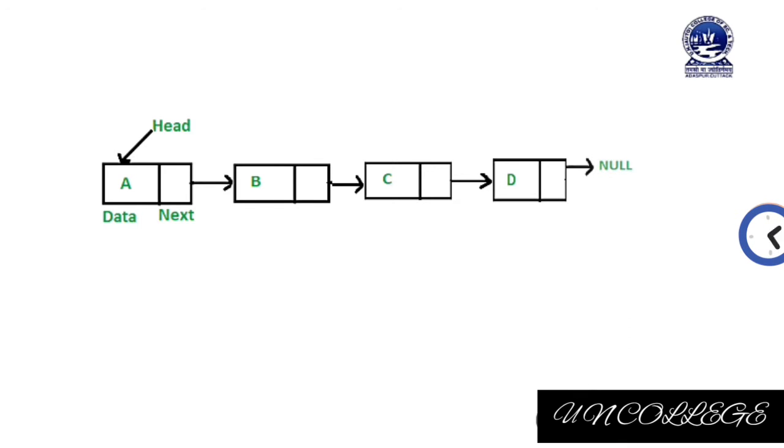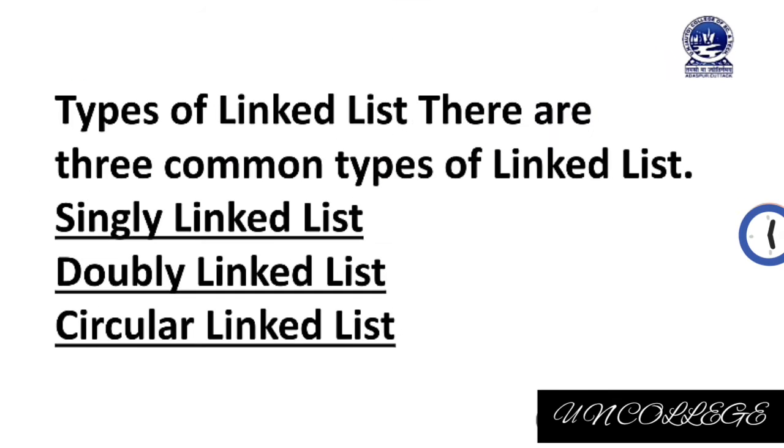And suppose you don't want to create any more nodes, in that case you will store a null value in the address part of the fourth node. Now we will discuss what the different types of linked list are. There are three common types of linked list: single linked list, doubly linked list and circular linked list. Now I am going to discuss these three types at an introductory level.